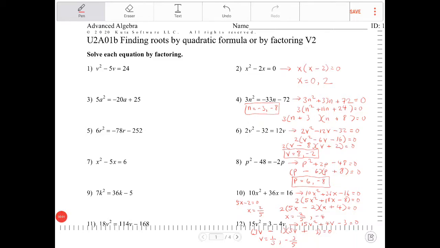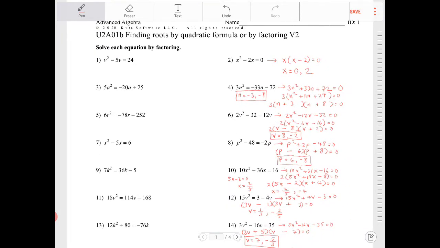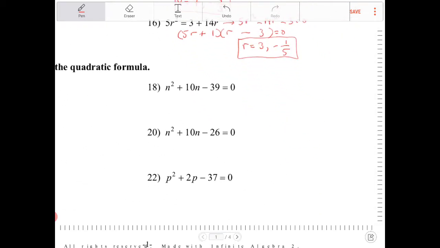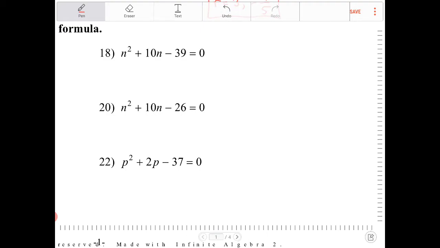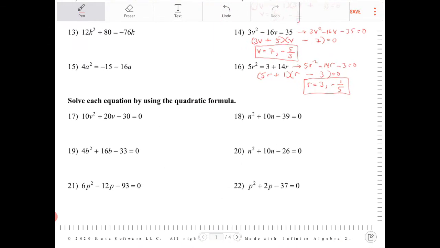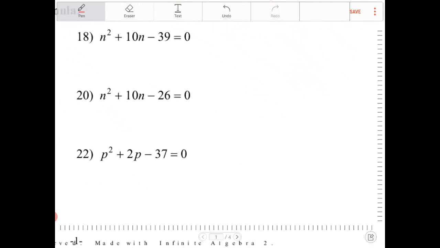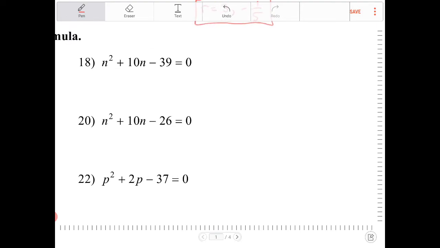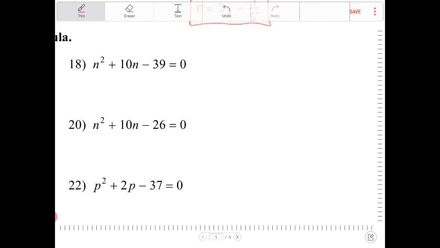Alright students, this is part 2 of going over exercise U2A01b. So in part 1 we went over solving the quadratic equations by factoring, and so now we're on the bottom half here. We are going to solve this by using the quadratic formula, as the instruction is telling us to. I have n squared plus 10n minus 39 is equal to 0. So what are we to do here?